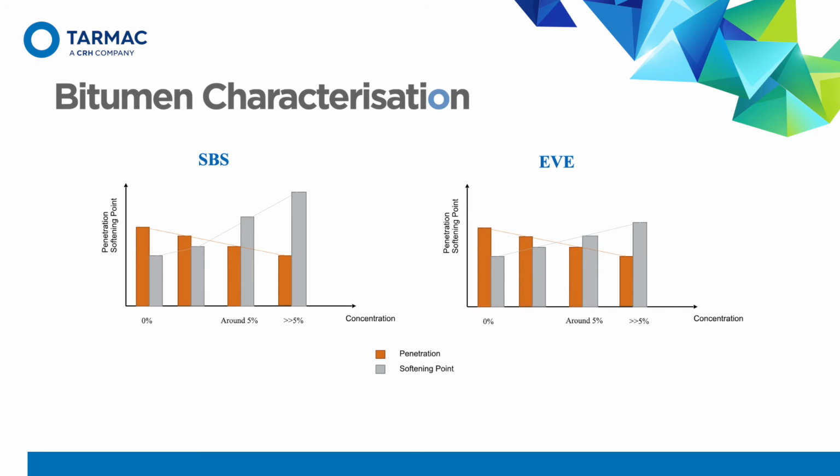So how does the polymer, SBS, which is an elastomer type, or EVA, change the behavior of the penetration and softening point? The left-hand graph, with the orange indicating SBS, shows the change with the increase of the concentration of the SBS within the bitumen. As the concentration increases, the penetration becomes less, meaning that the material becomes stiffer, with a gradual decrease in the penetration as the concentration of the SBS in the bitumen increases.